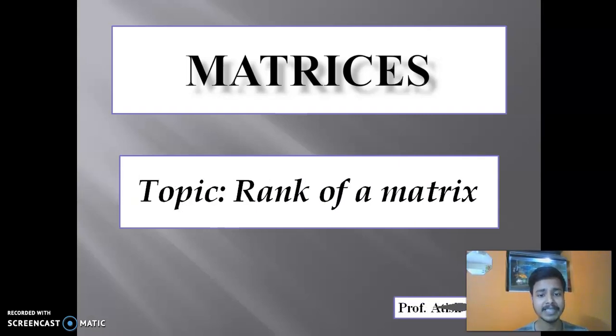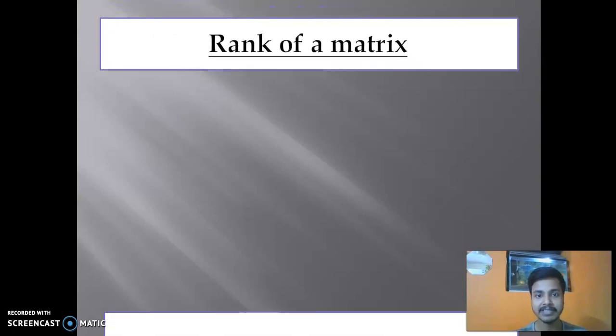Rank of a matrix may be a very familiar topic, but the things that we are going to learn in this learning dialogue are quite different. You might have found out the rank of a matrix by using elementary transformations, but in this learning dialogue, you will learn how minors play an important role in finding the rank of a matrix. So without much ado, let us see the definition of rank of a matrix.